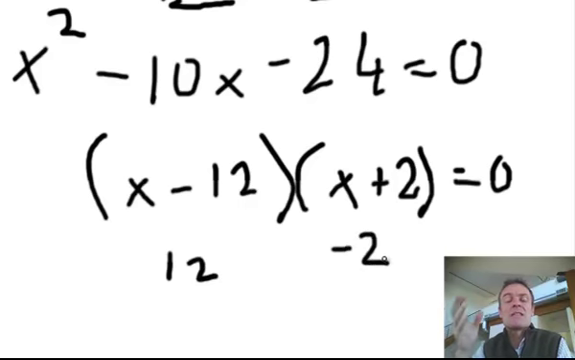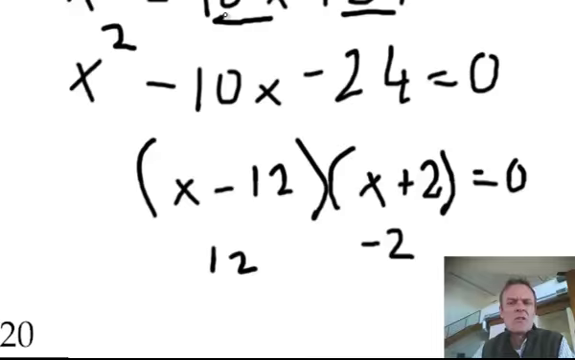Okay, remember what makes these parentheses 0? A positive 12 and a negative 2. Now then, if I remember correctly, when you had a lot of square roots, there's certain things you can't square root. There's plenty of things you can square, but only certain things you can square root.